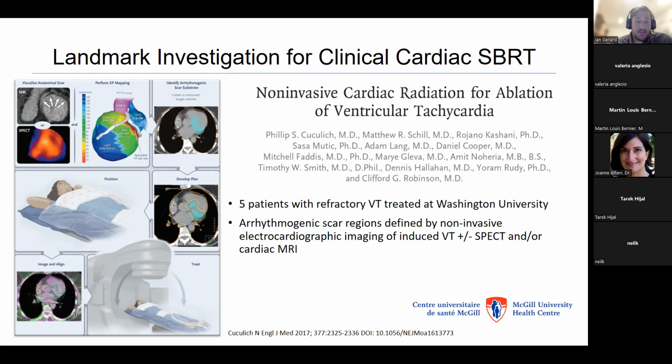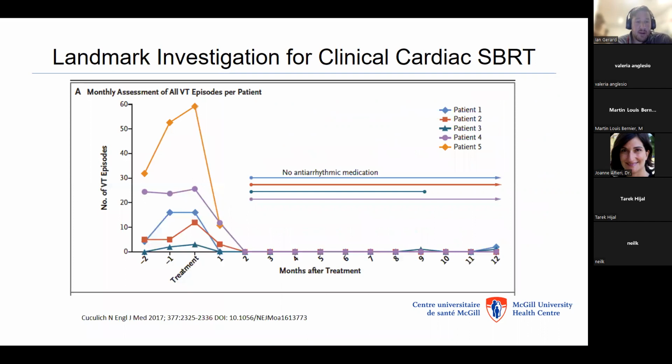Next slide, please. And the results were quite impressive. What we saw is, you can see these curves here. On the x-axis is the time since treatment, and the y-axis is the amount of VT burden they're having. Since their treatment, essentially all of them progressed towards cure from their ventricular tachycardia.